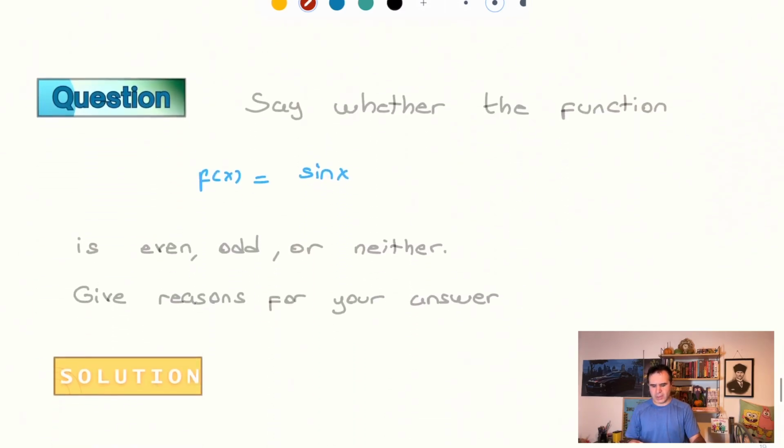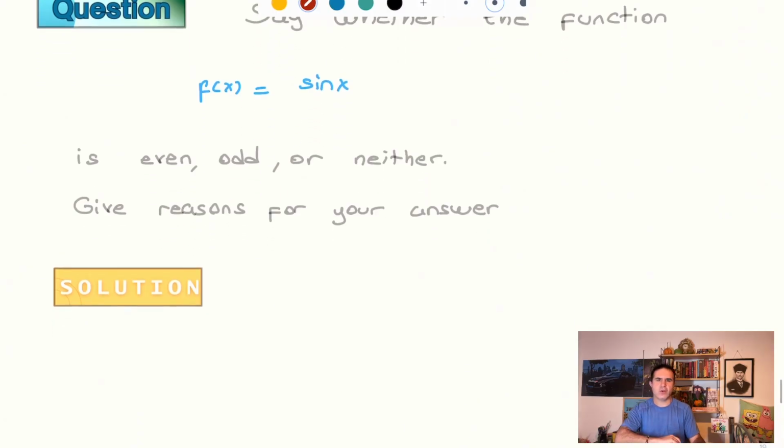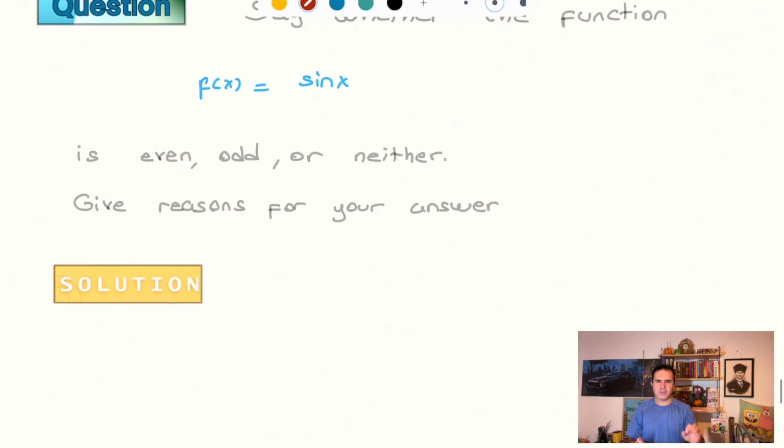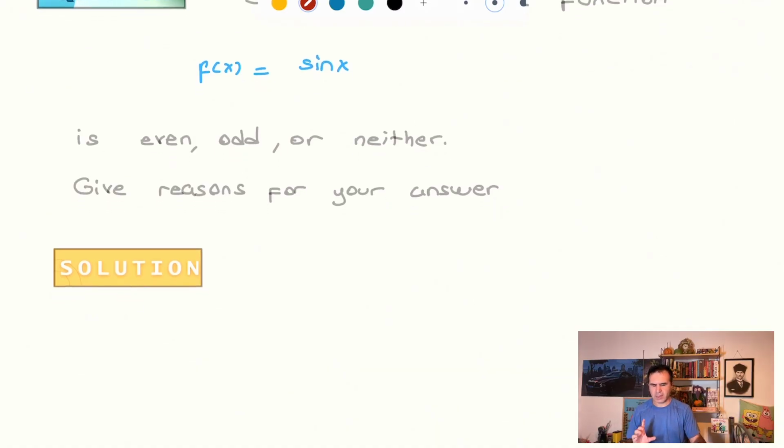Next question, say whether the function f of x equals sine x is even, odd, or neither. Give reasons for your answer. Okay, let's determine whether the function f of x equals sine x is even, odd, or neither. We will do this again by calculating f of minus x and comparing it with f of x.